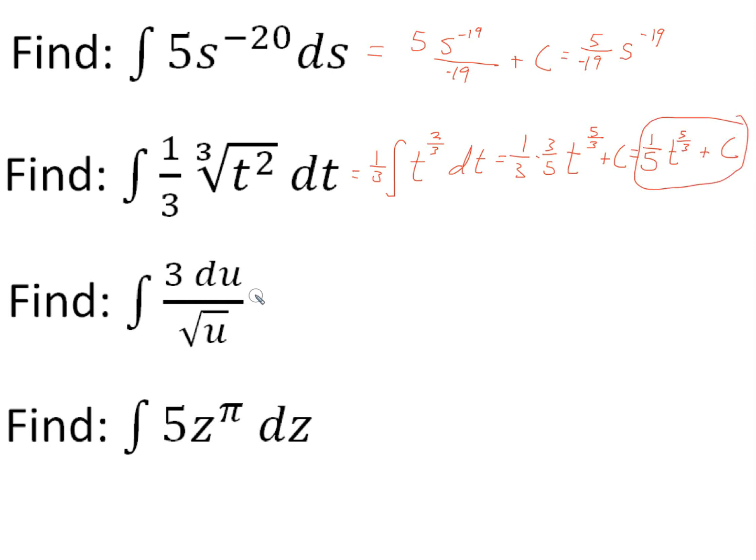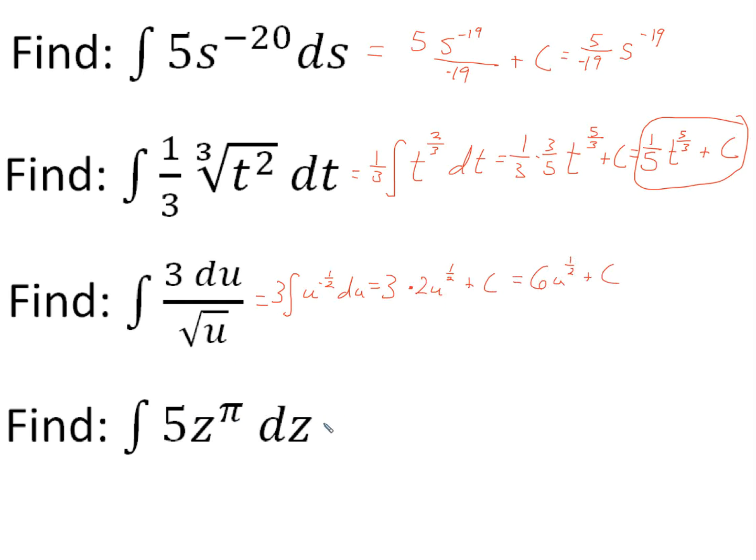Over here, more of the same. We can bring the 3 out. u to the 1/2 in the denominator is u to the negative 1/2 in the numerator, du. And so the 3 stays here. We go up 1, so u to the 1/2. And out here, you do the reciprocal of 1/2, which is 2. And then plus c. So this one we just get 6u to the 1/2 plus c.